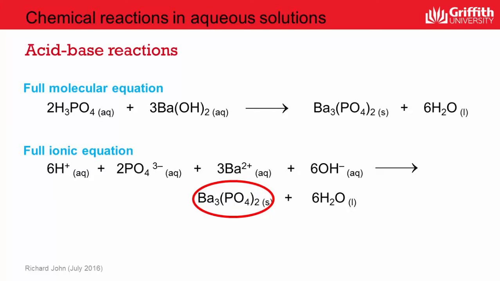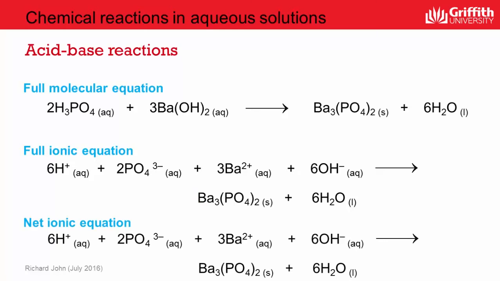There are no spectator ions here. Everything on the left hand side of the arrow has undergone a physical or a chemical change to get to the right hand side of the arrow. There are no spectator ions to cancel out, so the net ionic equation in this particular example is identical to the full ionic equation.